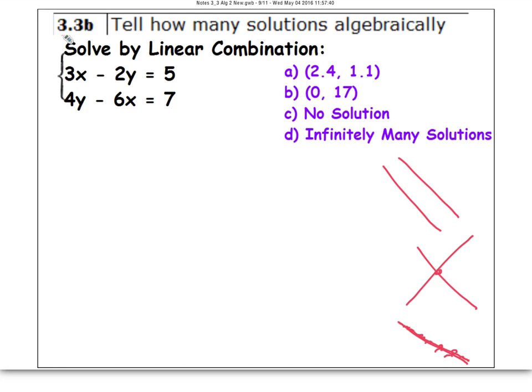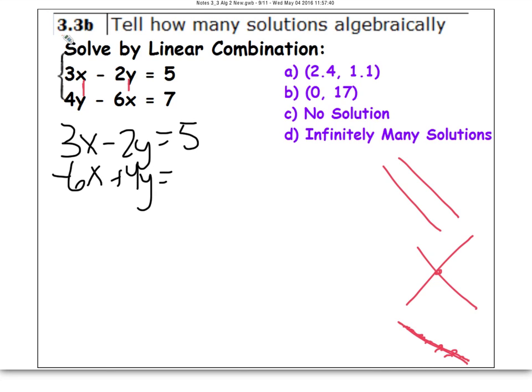Let's use a linear combination to solve this equation. Remember, we want the same number but opposite signs. I'm going to, first of all, notice this. Be careful, they're not lined up. My x's and y's are not in order, so I need to first rewrite this because I almost screwed it up. 3x minus 2y equals 5. And then negative 6x plus 4y equals 7.